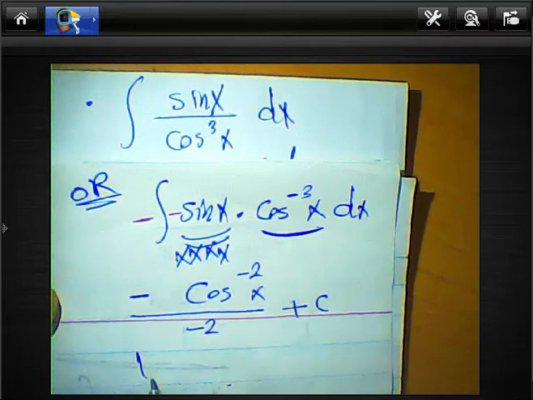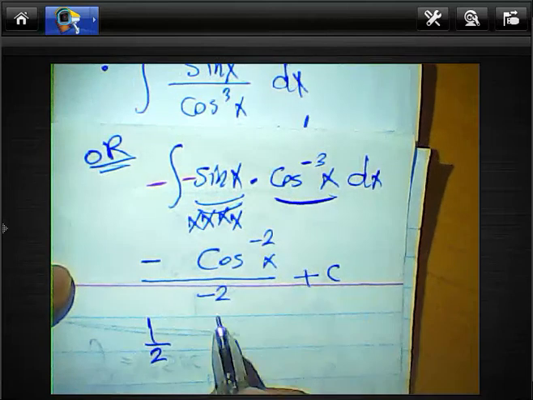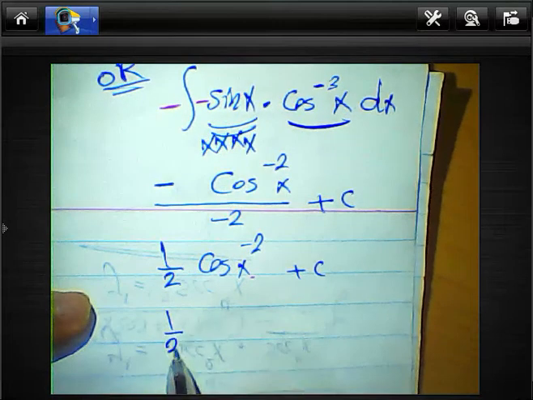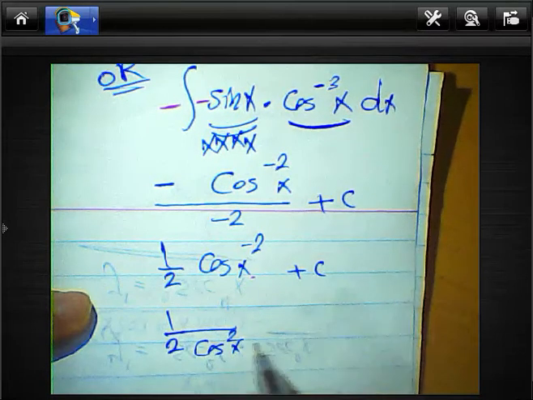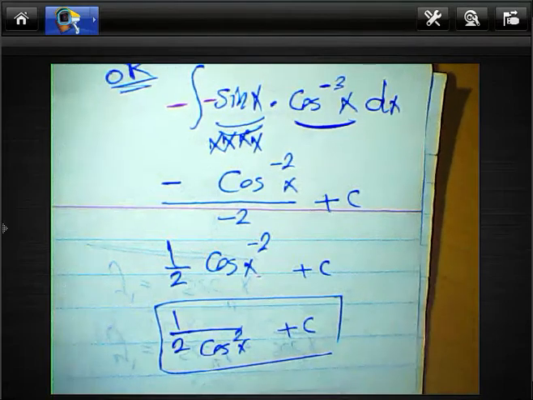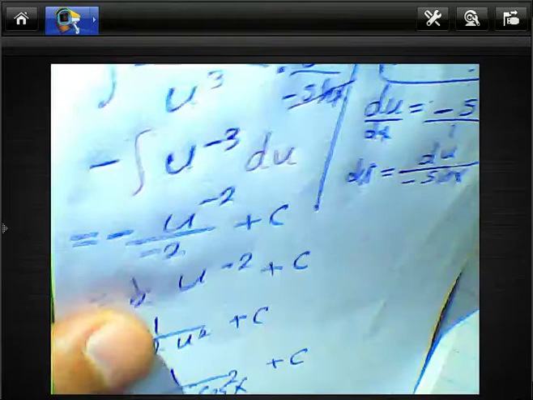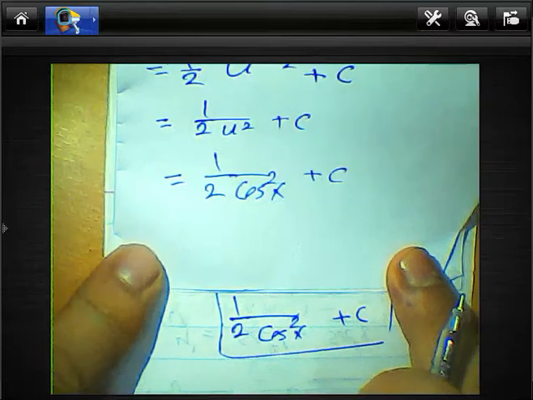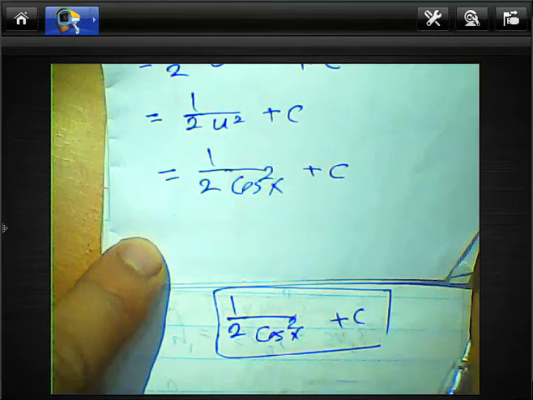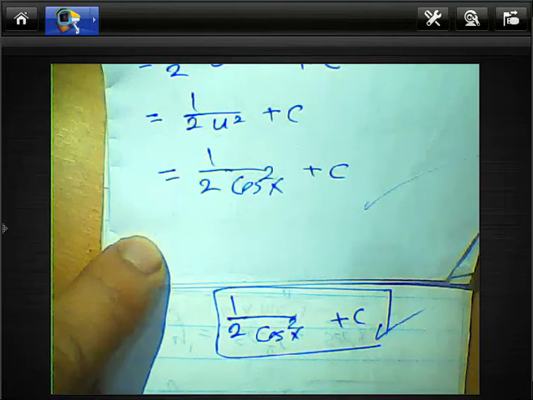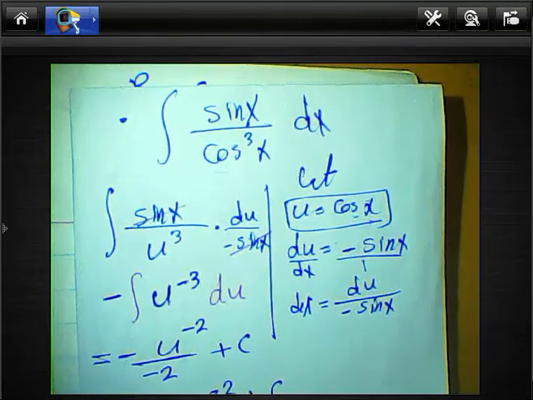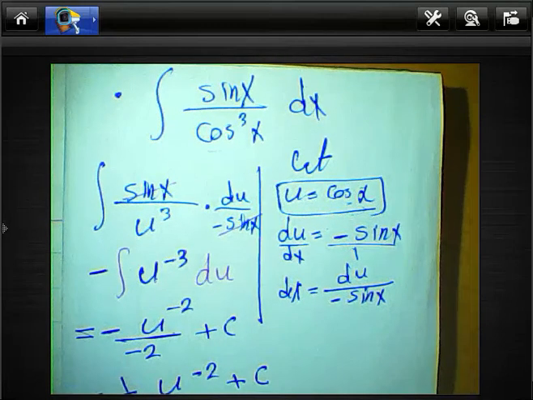Negative divided by negative equals positive, the result will be half cosine power negative 2 of x plus constant, and we can simplify it to 1 over 2 cosine power 2 of x plus constant. It's true. We can solve this example by this method or the other method, as you like. Okay, you must know all the steps of this question. Okay, goodbye.